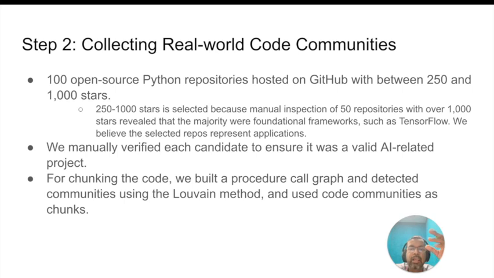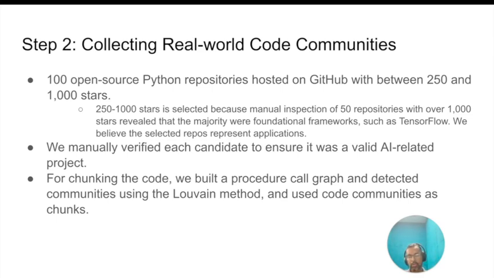Then we filtered, got the list, and went through it manually. By manual inspection, we selected 100 repositories. And the selected ones we manually verified to make sure they are actually AI related. So then, when we get a repository, we are trying to detect AI patterns there.